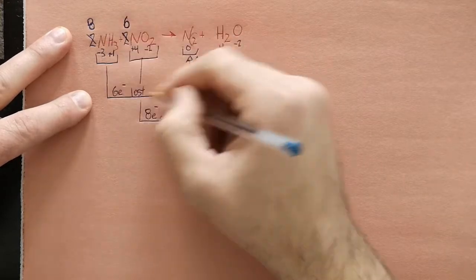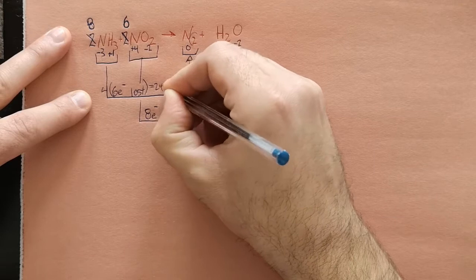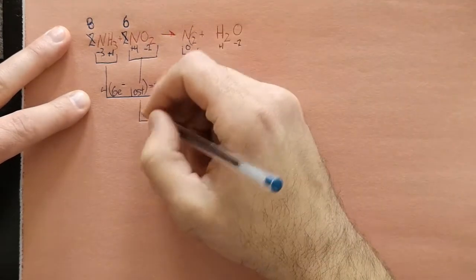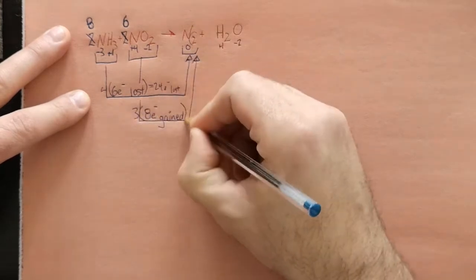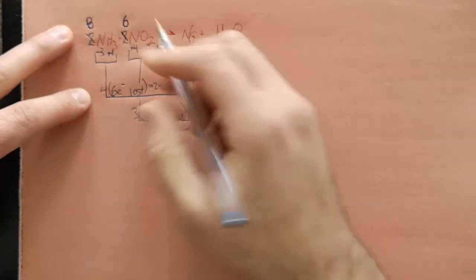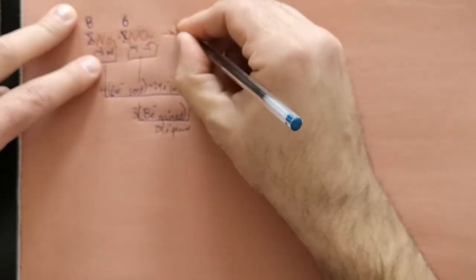Okay, so if this one was times 4, 4 times 6 electrons lost, that's 24 electrons lost. This will be, let's see, times 3. So now we've got 24 electrons gained. And so this is what, 8 plus 6, 14. So then this would be 7 for the 14 nitrogens.